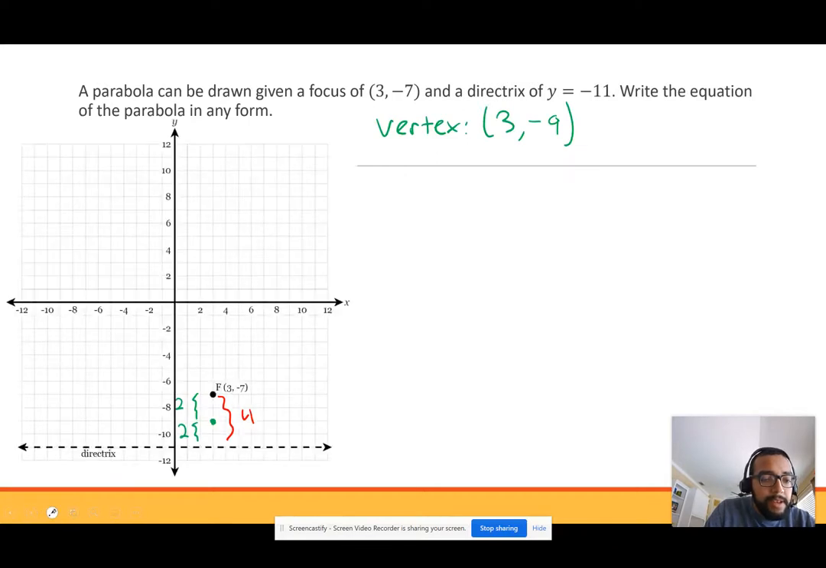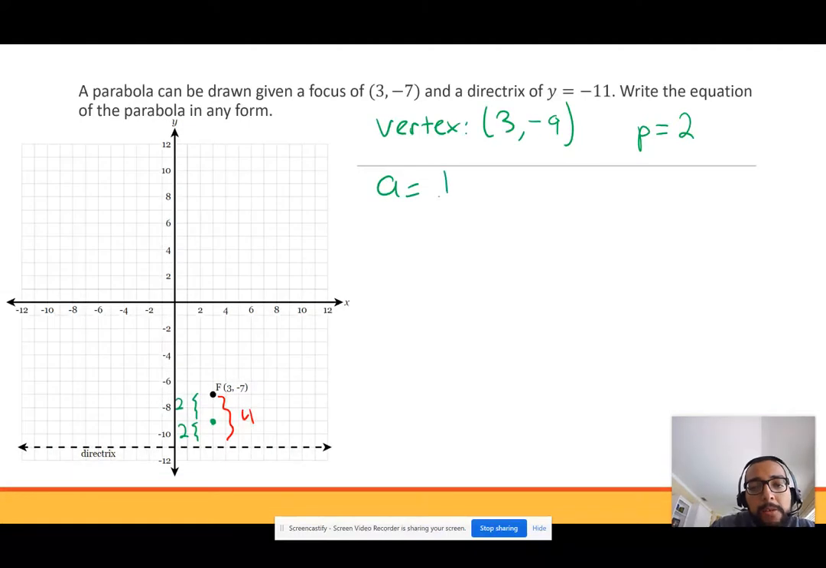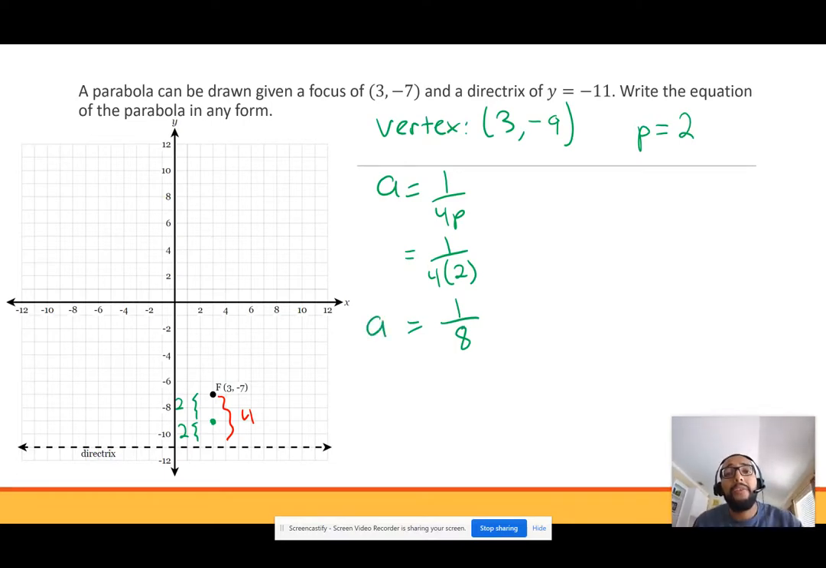My distance of P is going to be 2. Now remember, next step is to find your A value. A equals 1 over 4P. And plug in what you know. We know our value of P is 2. 1 over 8 is my value of A.